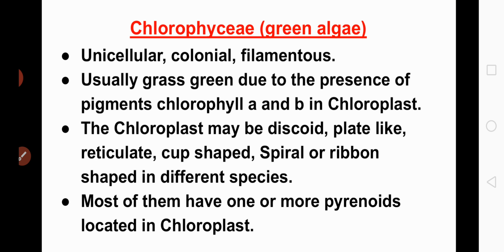Am I clear? So the first character is that the thallus may be unicellular, colonial or filamentous, and the members are grass green in color due to the presence of chlorophyll A and chlorophyll B pigments. The shape of the chloroplast may be different in different species, and most of the Chlorophycean members have one or more pyrenoids. This pyrenoid is a starch storage organ located within the chloroplast, right?